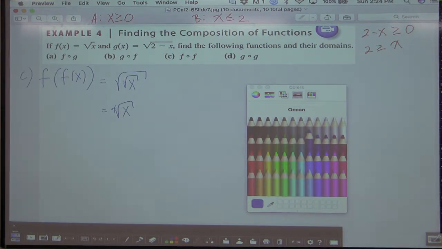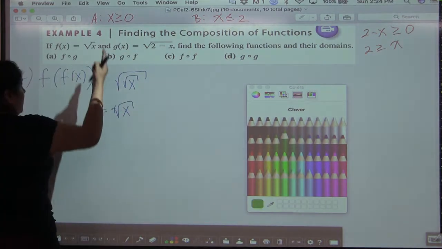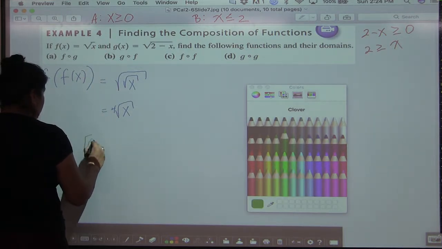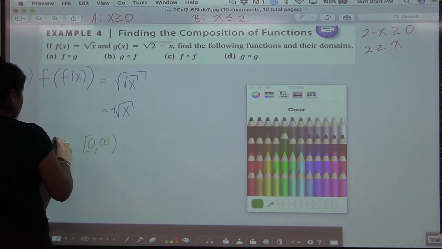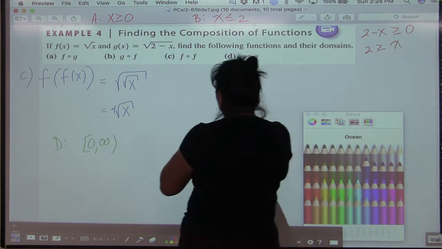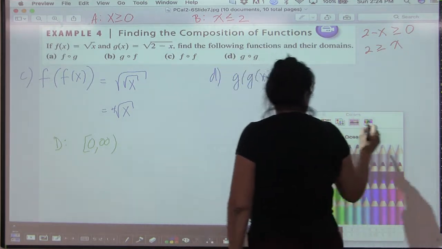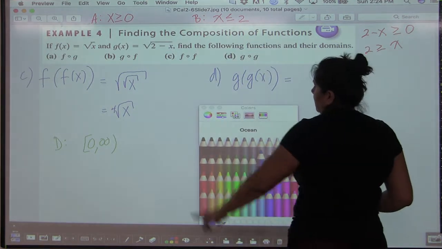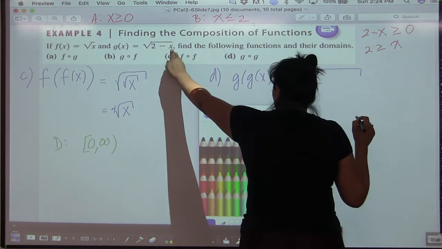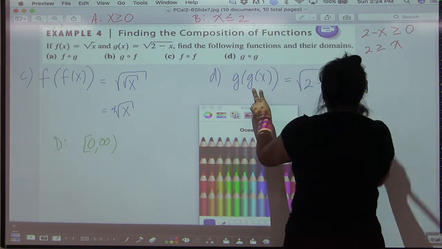But then you need to put the domain, which of course we said it's the same as the square root of x. So you can either do it with that kind of notation, or you can say it's going to go from 0 to positive infinity. There is your domain. And then we need to do d, which is g of g. G of x, like gg. So g of x means you're going to take g, the outside function is square root of 2 minus, and then instead of x, you're going to put another square root of 2 minus x.